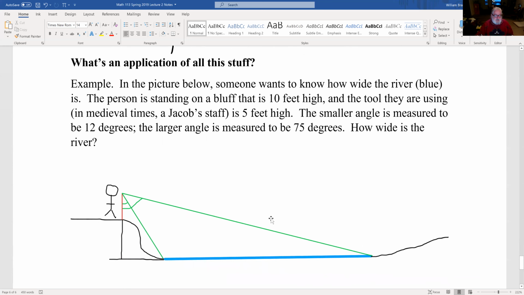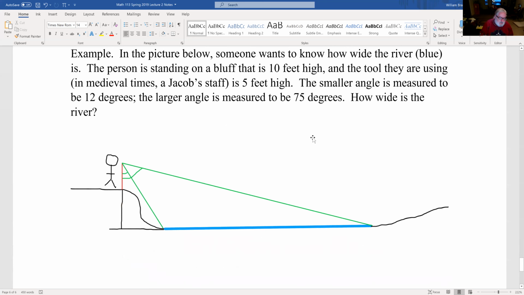So finally, what's an application of all this stuff? So in the picture below, someone wants to know how wide the river is. And the river is the blue part here. The person is standing on a bluff. The bluff is 10 feet high. So this distance here is 10 feet.